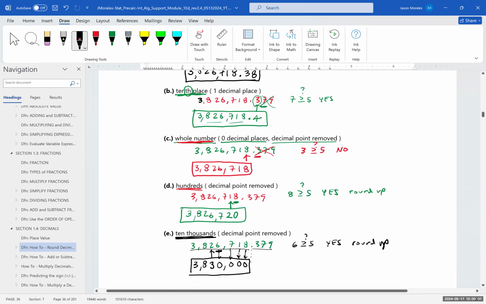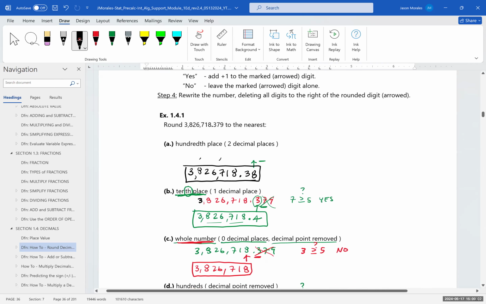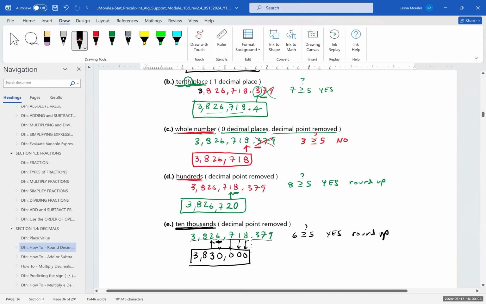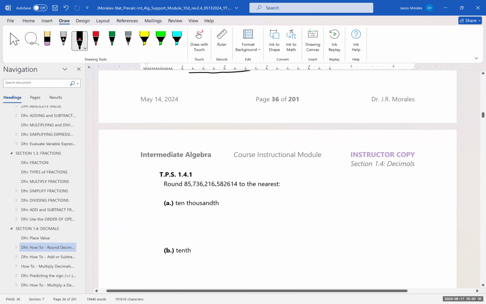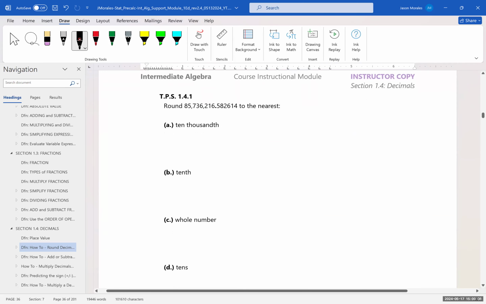All right. So with these examples, move on to the next think, pair, share, and try and see if you can do something similar with this new number.